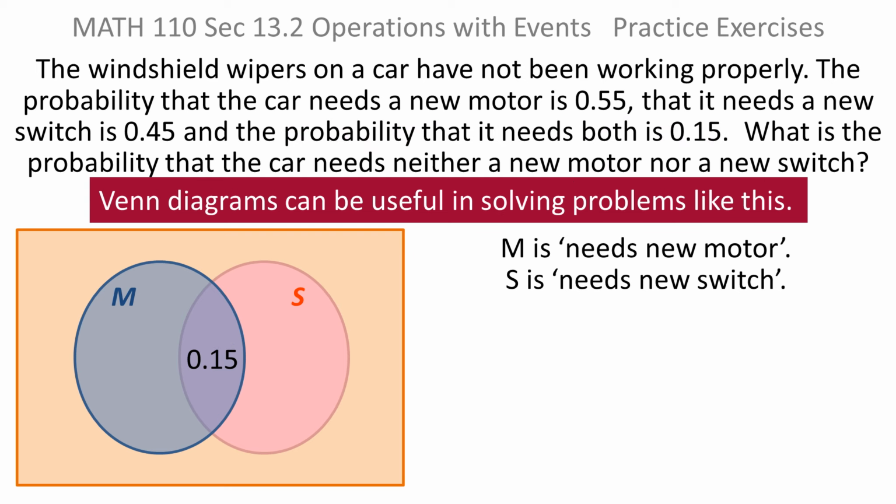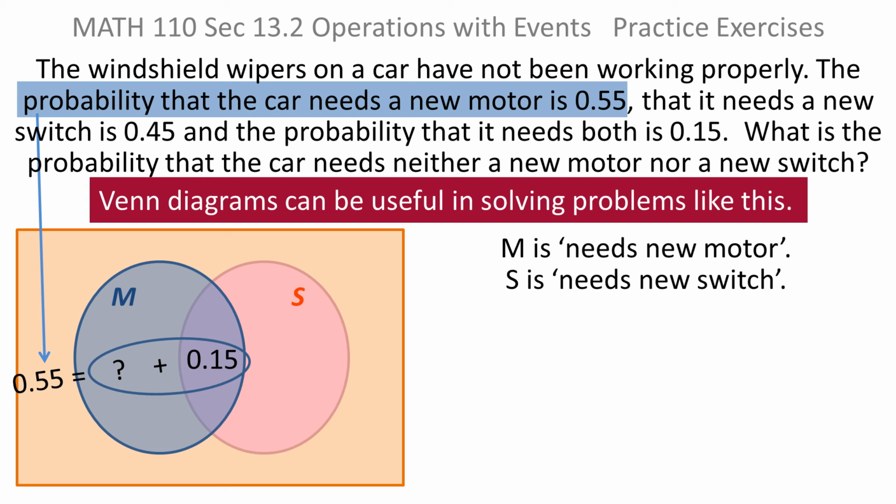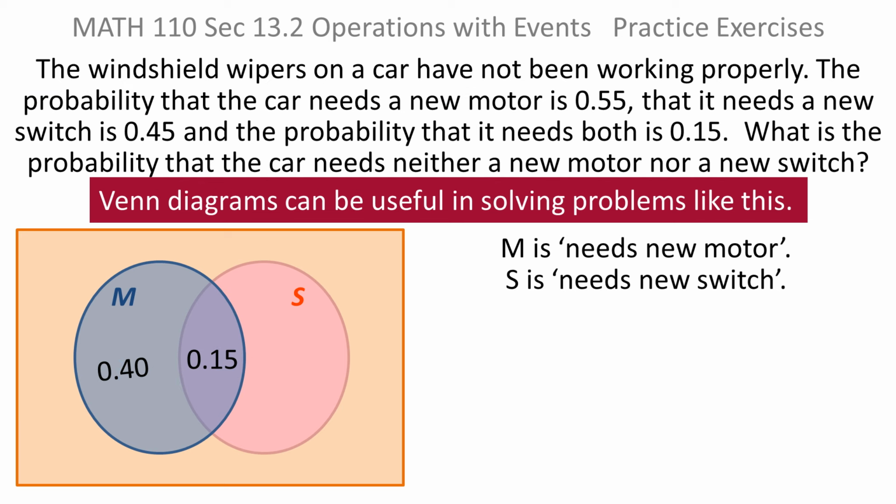I also know the probability that the car needs a new motor is 0.55. That's the sum of the two numbers in the blue circle, so all I have to do is figure out what added to 0.15 gives me 0.55, and that turns out to be 0.40. I also know that the probability that it needs a new switch is 0.45, so now I need to find out what number adds to 0.15 and gives me 0.45, and that turns out to be 0.30.